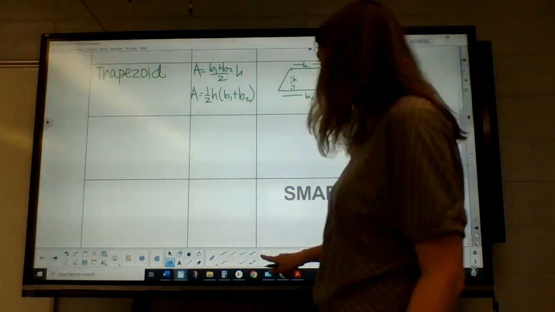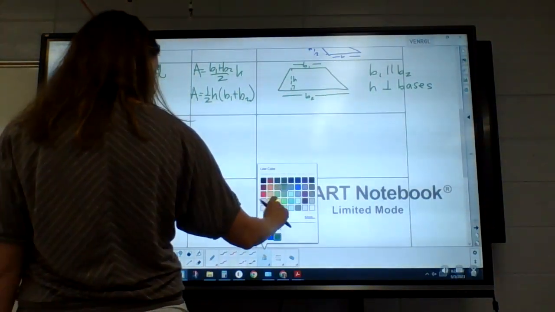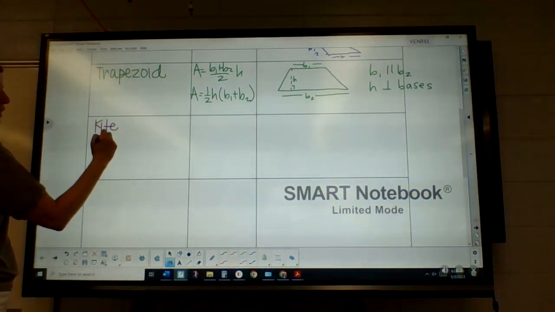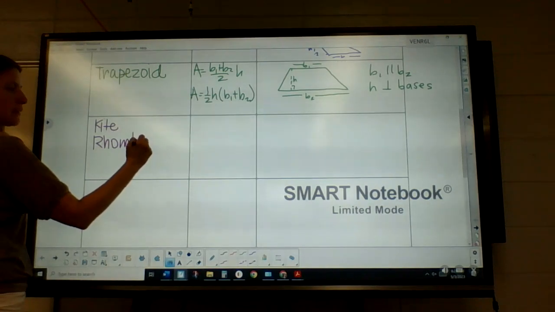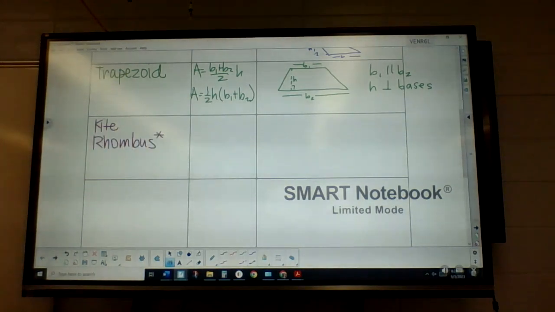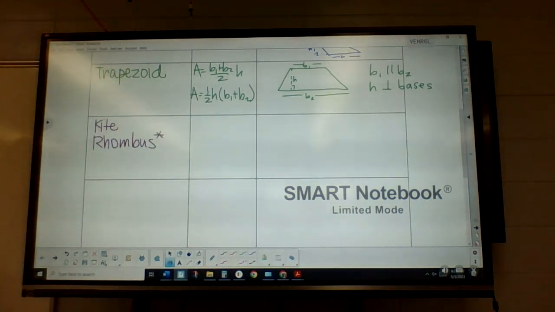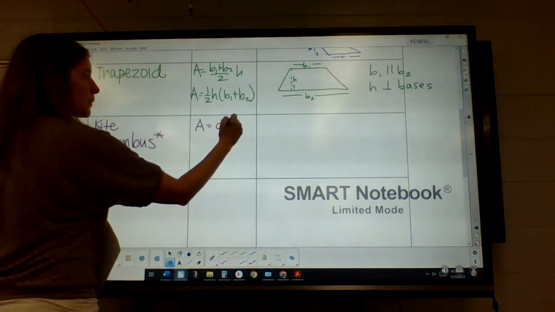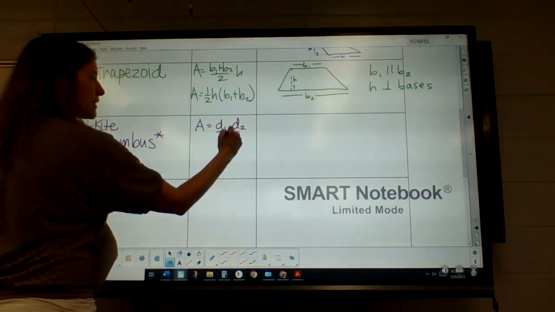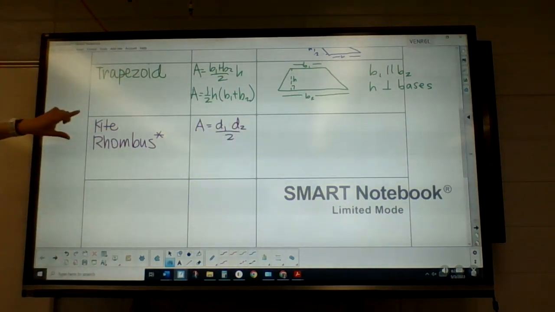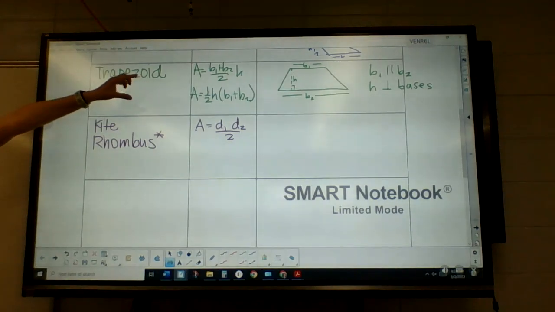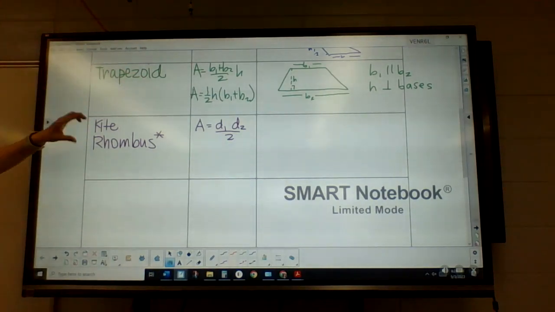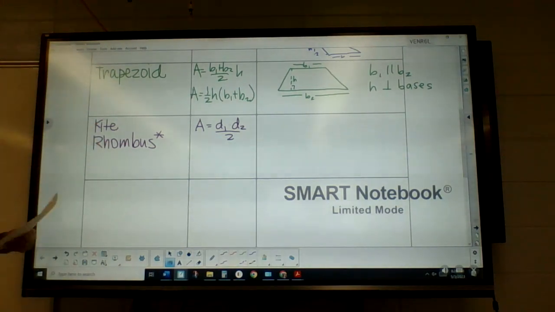Our next two are kites and rhombuses. Now I'm going to put a star by rhombus because we already had a formula for rhombus. So this one also works depending on what you know. Now make sure you write this one down correctly. This one's multiply, whereas the last one's add. So they look a lot alike, but this one we're multiplying instead of adding.